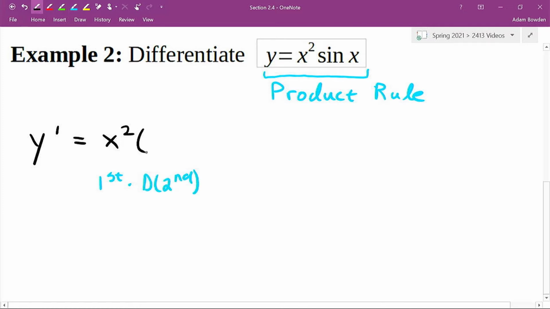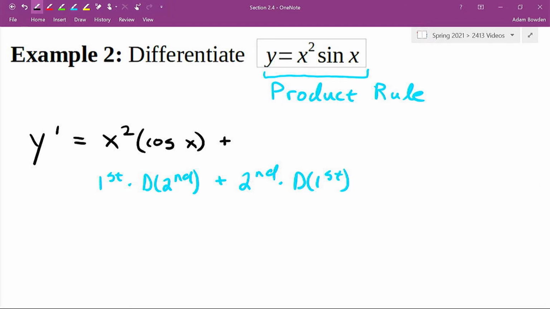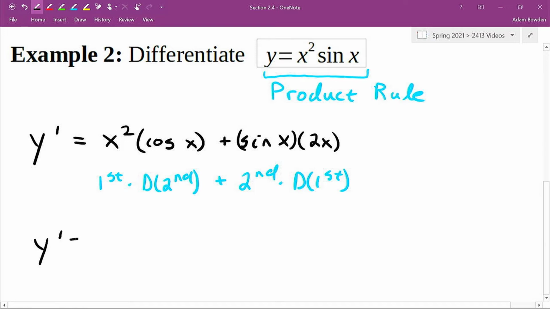Derivative of the second would be the derivative of sine x, which is cosine x. And we have to go plus the second times the derivative of the first. So the second being the sine x times the derivative of the first, which would just be 2x. So y prime is equal to x squared cosine x plus 2x sine x.